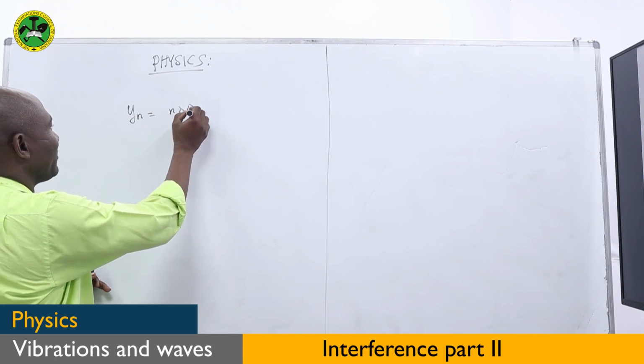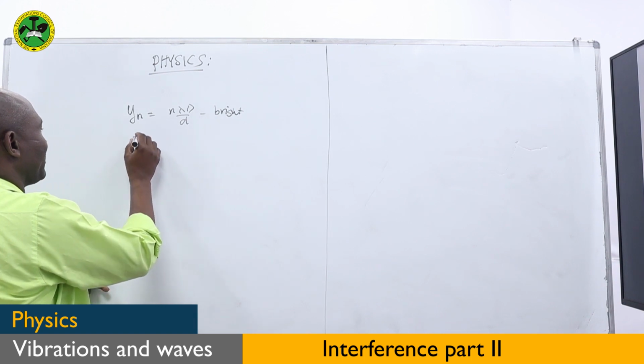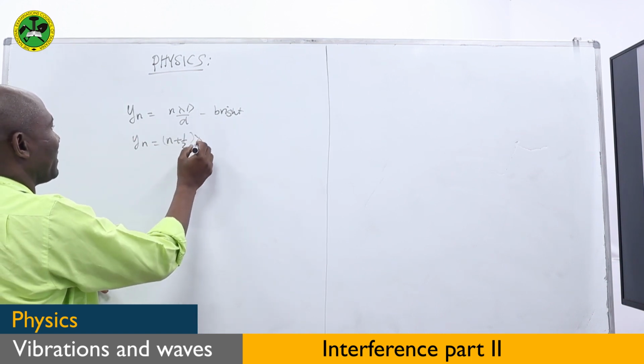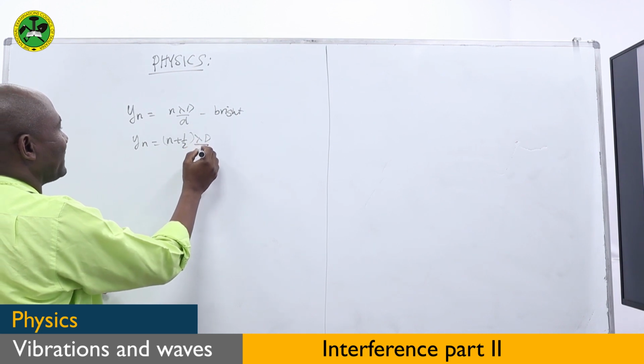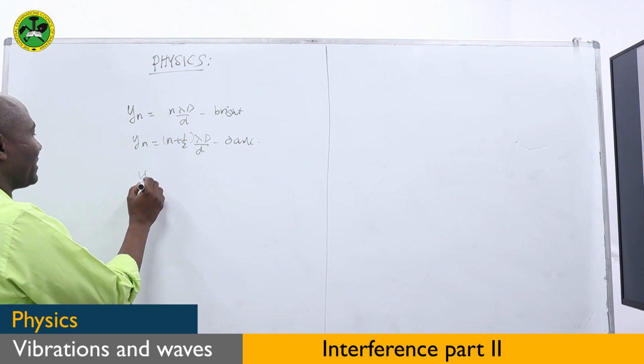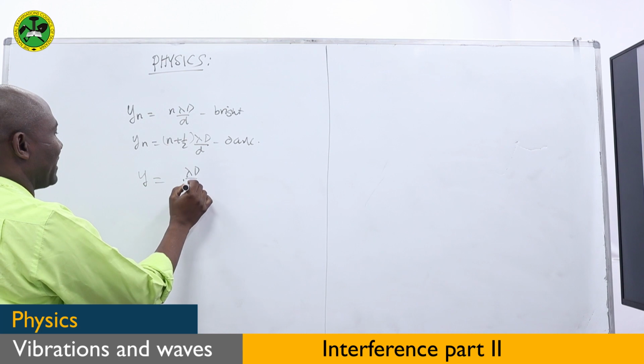This is lambda D over d, for bright fringes. And this equals (n plus a half) lambda D over d, for dark fringes. And we come to the formula that you can find the fringe separation as lambda D over d.